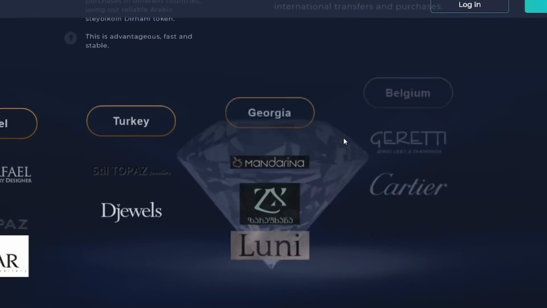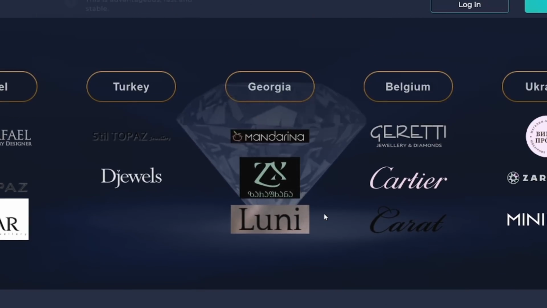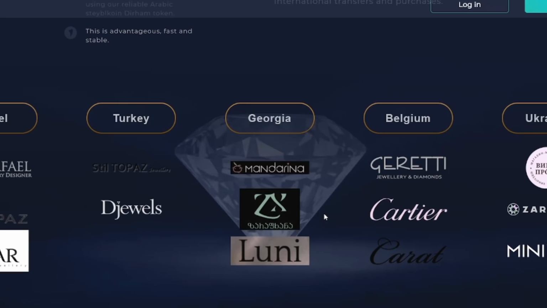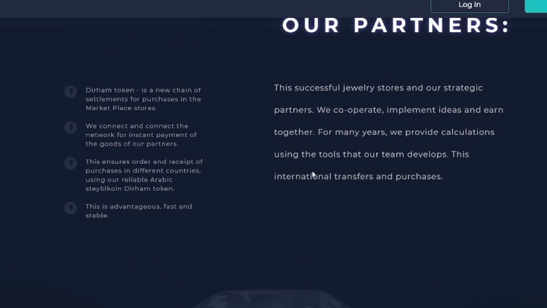They have a lot of partners as well, which, as you can see here, they have Raphael, jewelry designer, D Jewels, Steel Top Hat, so a lot of jewelry designers as well here, which is always great to have someone so important, you know, backing them up as well.